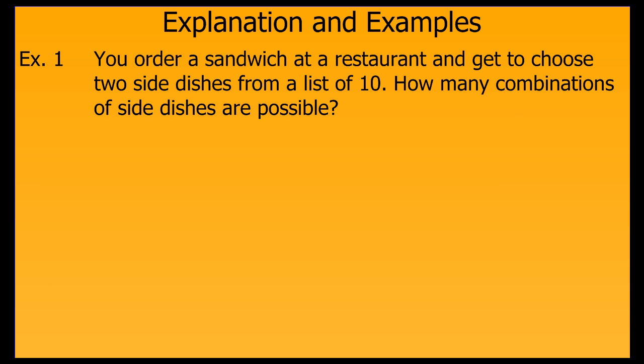Let's look at an example. Let's say you order a sandwich at a restaurant and get to choose 2 side dishes from a list of 10. How many combinations of side dishes are possible? Well, that would be a combination of 10 choices taken 2 at a time. So that would be 10 factorial over 10 minus 2 quantity factorial times 2 factorial, which is the same as saying 10 factorial over 8 factorial 2 factorial.